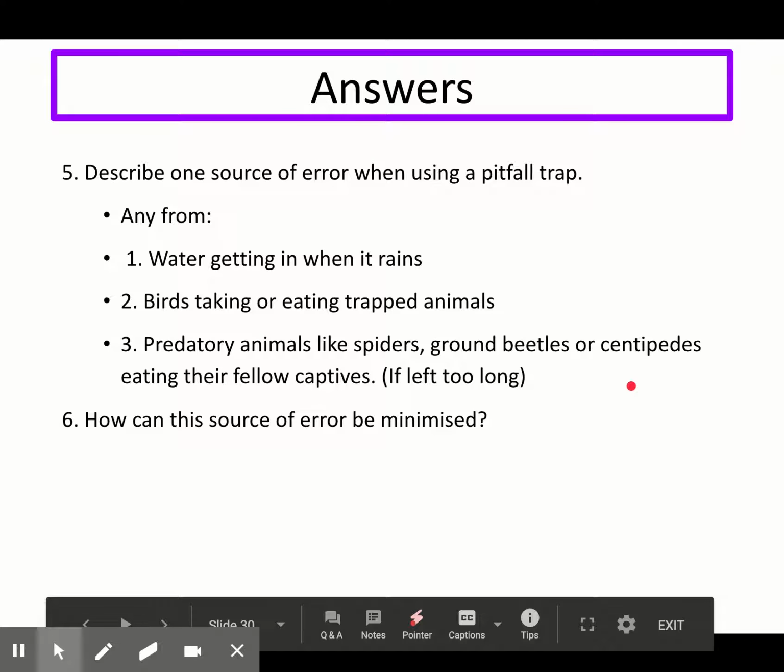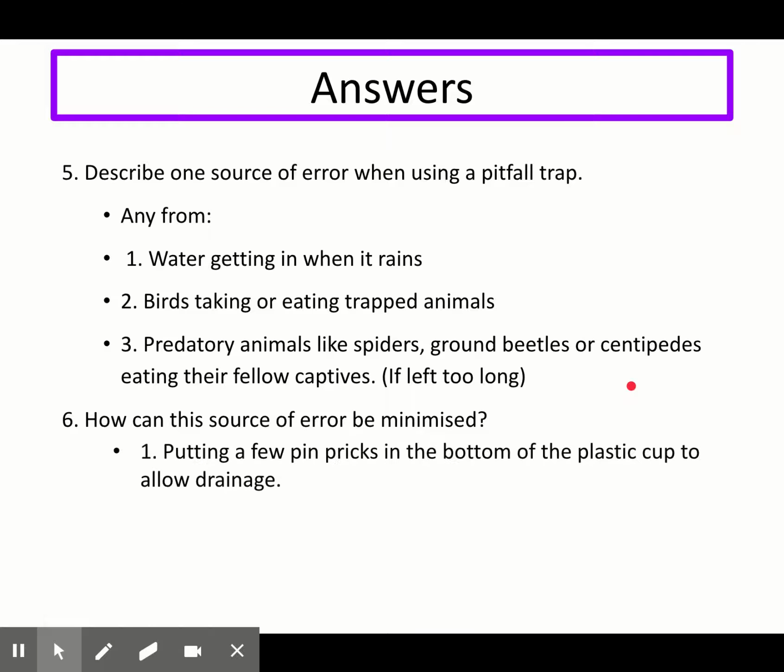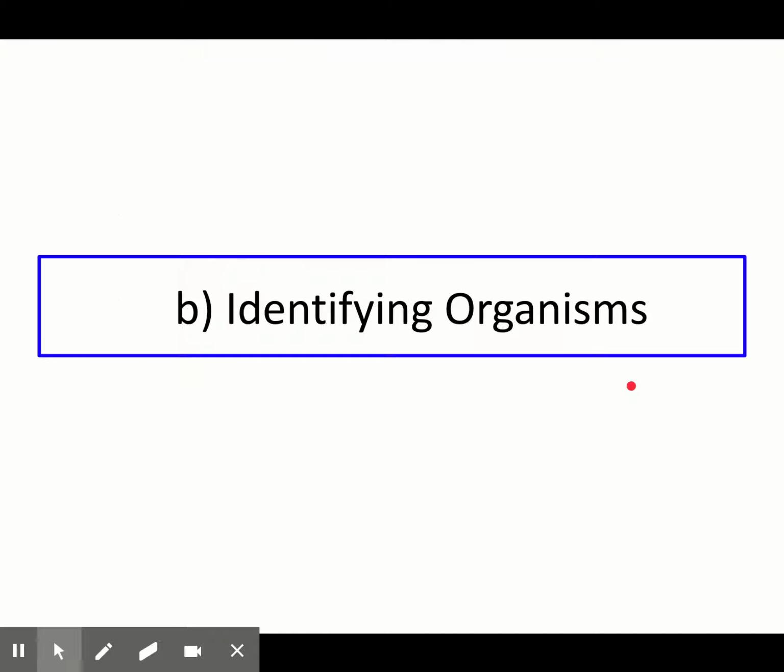How can those sources of error be minimised for number 6? Well, if it was number 1, so the water getting in, you would put a few pinpricks in the bottom of the plastic cup to allow it to drain. If it was number 2, you would hide or camouflage the trap. And if it was number 3, you would check the trap more often.